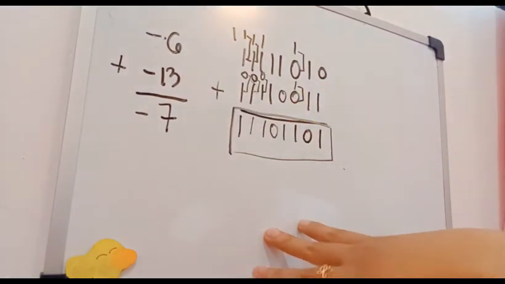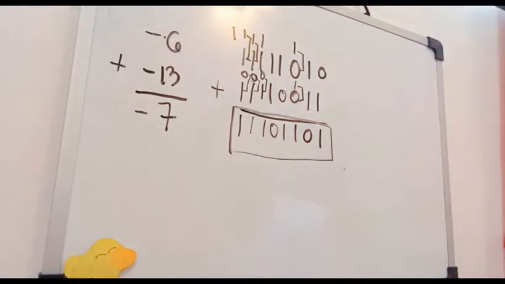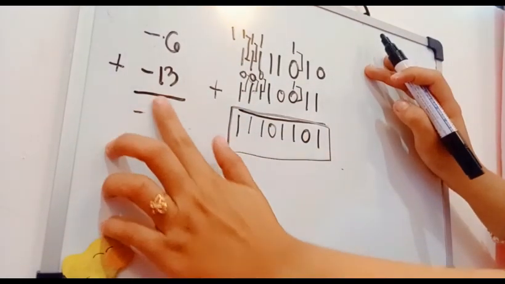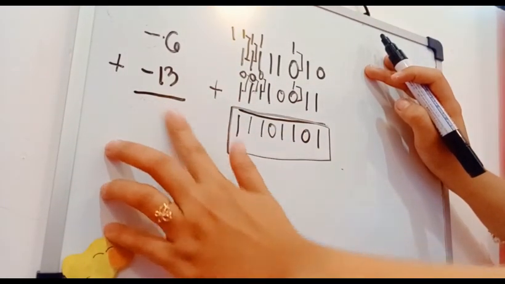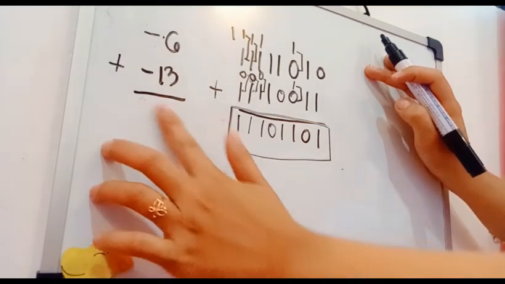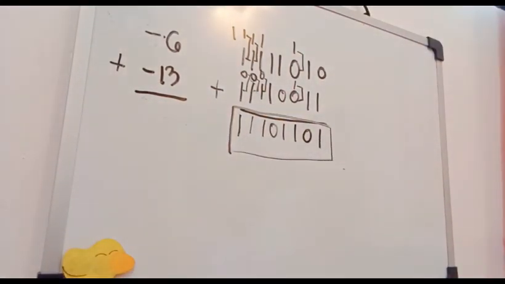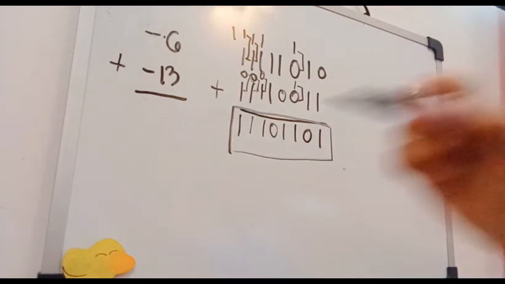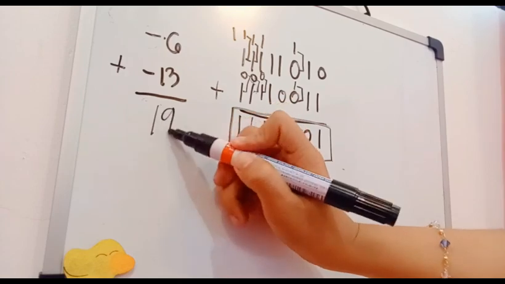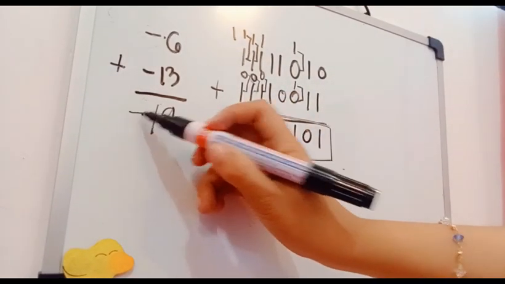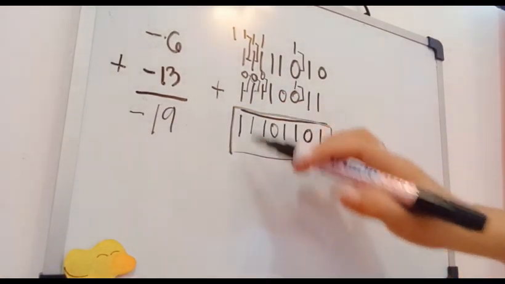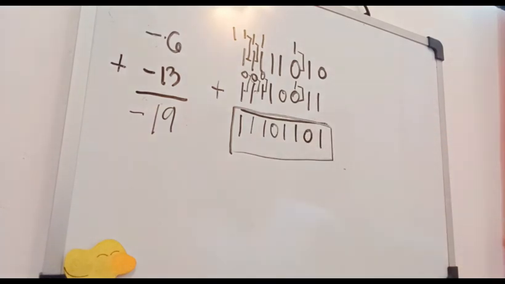So, tama ba yung answer ninyo? So, let me check if tama ba, no? Okay. So, if we're going to add, since it's the same sign, ang mangyari dyan is parang 13 plus 6 na. So, this is 19. And then, just copy the sign negative. So, tama ba? So, this is the 2's complement of negative 19.